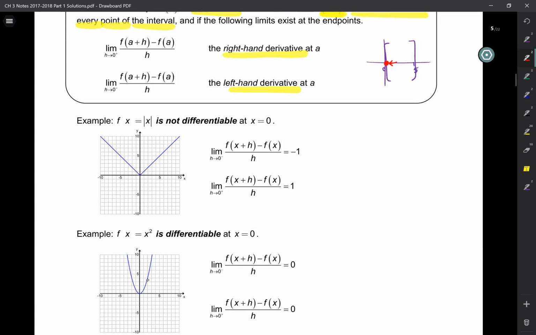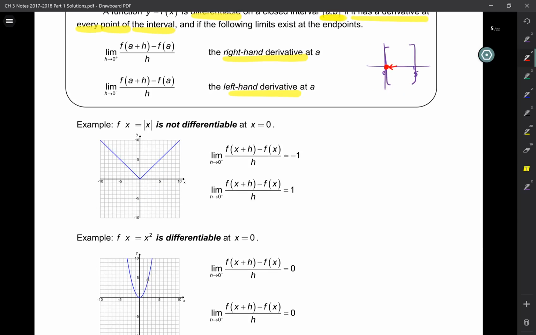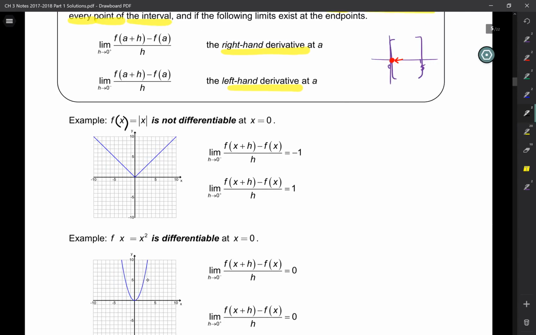Let's do a couple of examples and see what we're talking about here. For example, take a look at this. Look at x equals 0. This is an absolute value function. Is this function continuous? Yeah. Now look at x equals 0. It is continuous. What's the limit as you approach from the left? 0. What's the limit as you approach from the right? 0. What's f of 0? It's totally continuous.